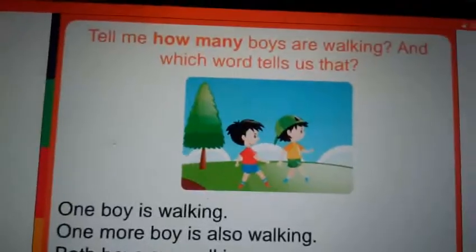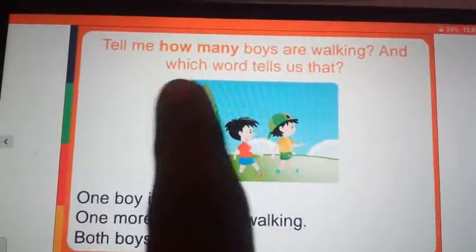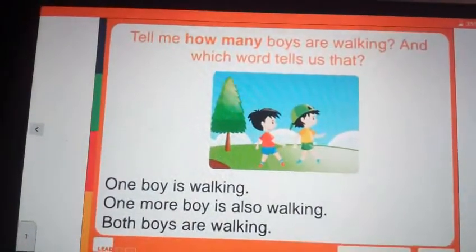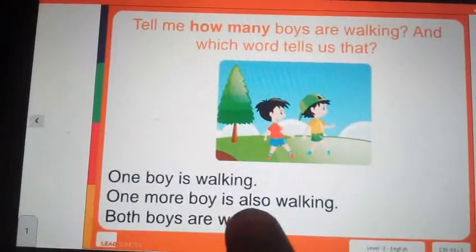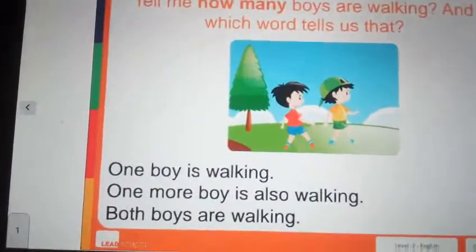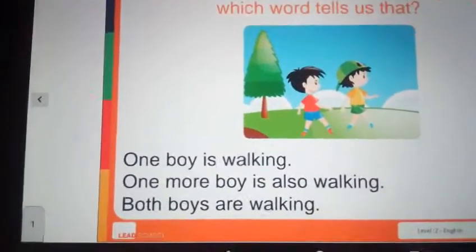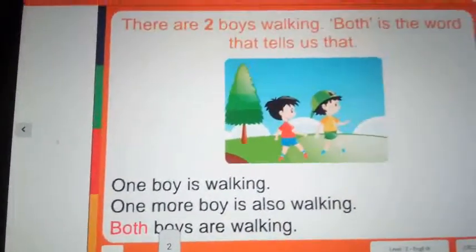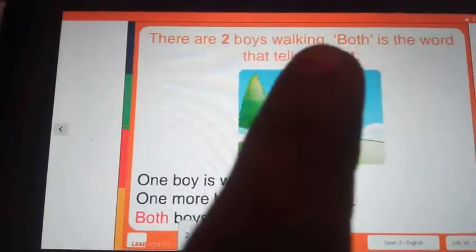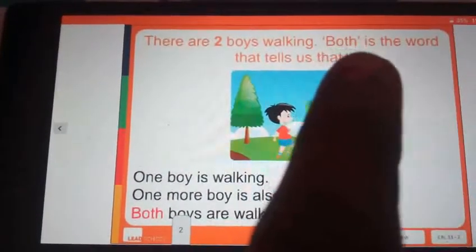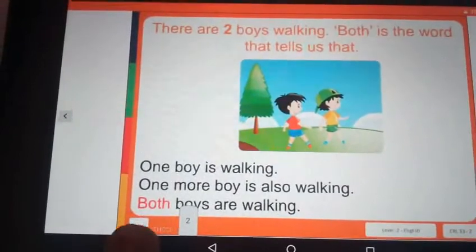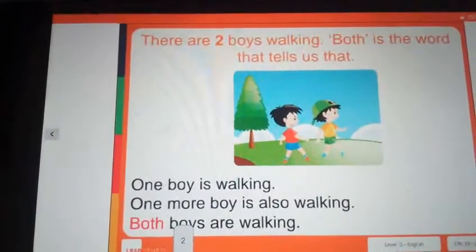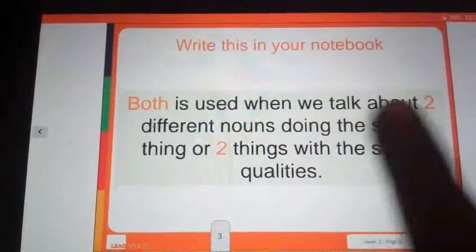Read. Tell me how many boys are walking and which word tells us that. One boy is walking. One more boy is also walking. Both boys are walking. See the answers? Yes. There are two boys walking. So both is the word that tells us that. Both. Which word? Both. This is a countable noun, right? Let us see the next one.